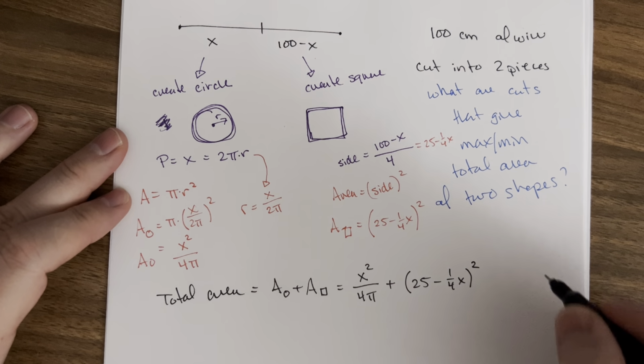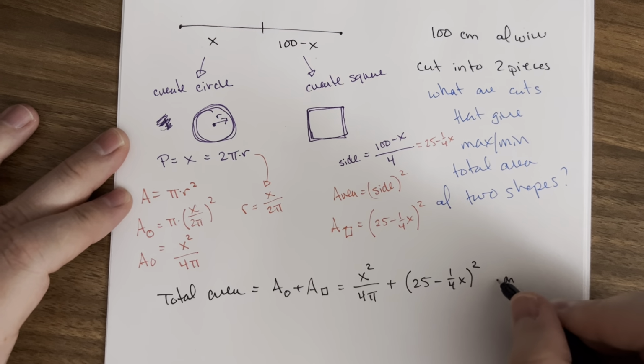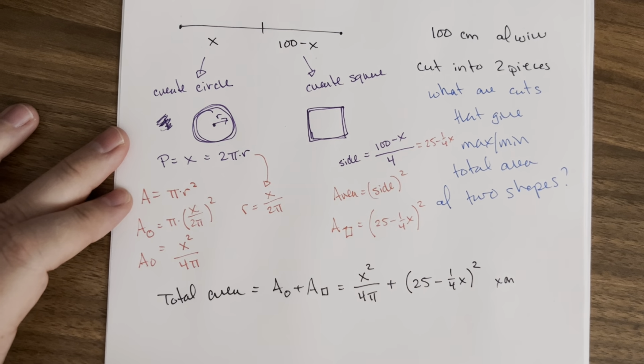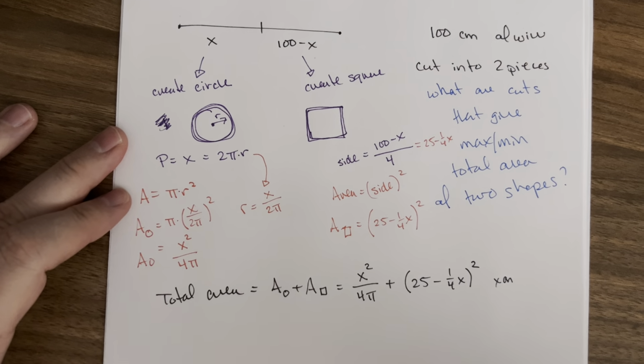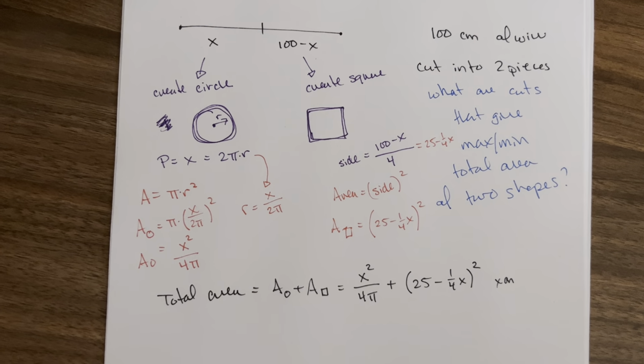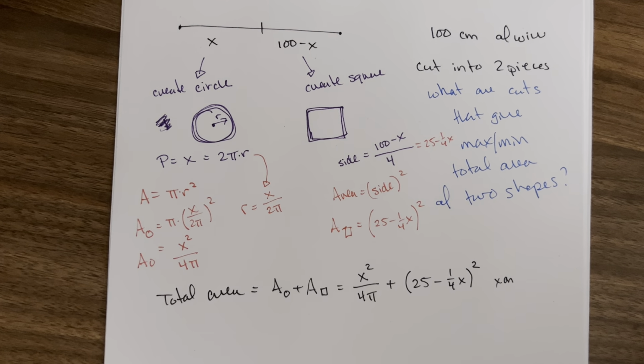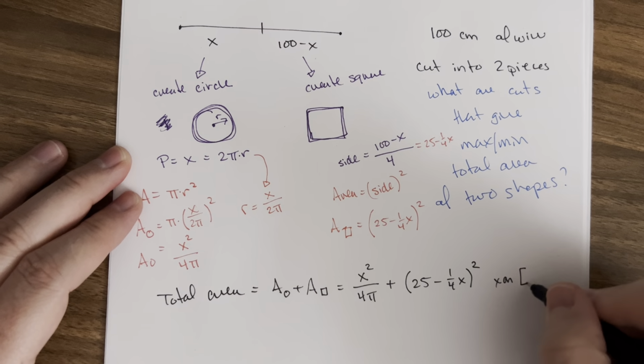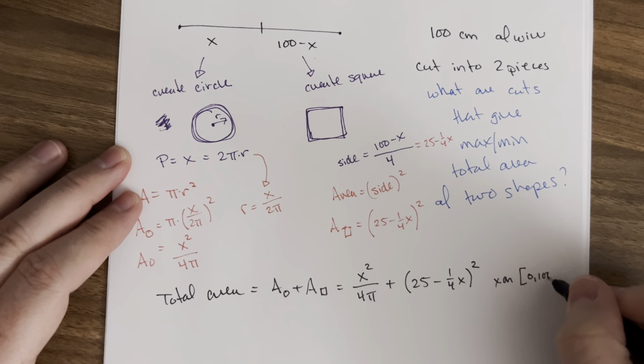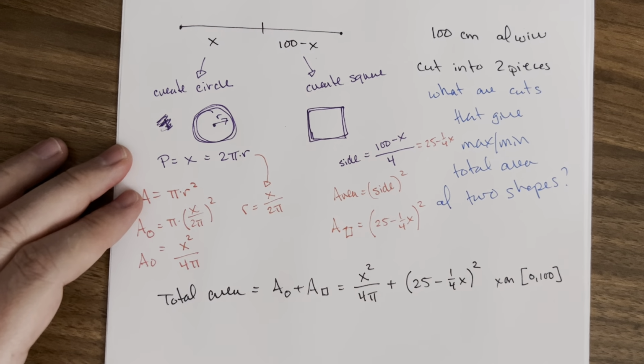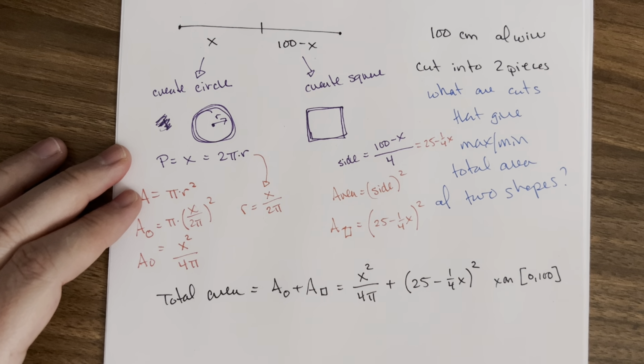What's the interval? So this is for x on... So what are the cuts? You could cut anywhere from 0 to 100, right? You could go anything from, you just make a circle, would be x is 100, or you do the other side, x is 0, and then all you do is make a square. So all that stuff is in the mix. So 0 to 100.